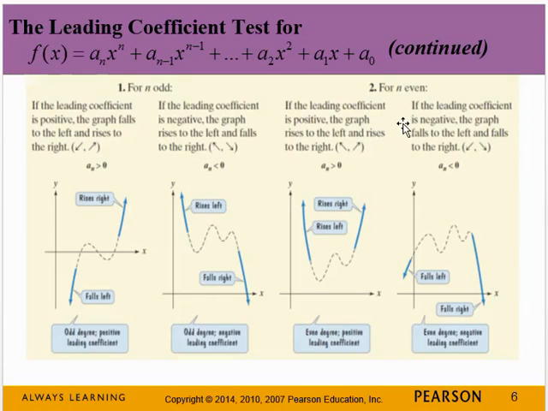If n is even, or your exponent's even, it's going to do the same thing at both endpoints. If the leading coefficient is positive, the graph rises left and right, and if your leading coefficient is negative, it falls left and right.